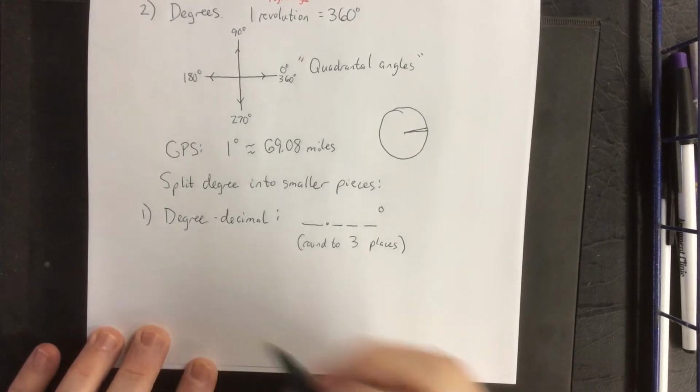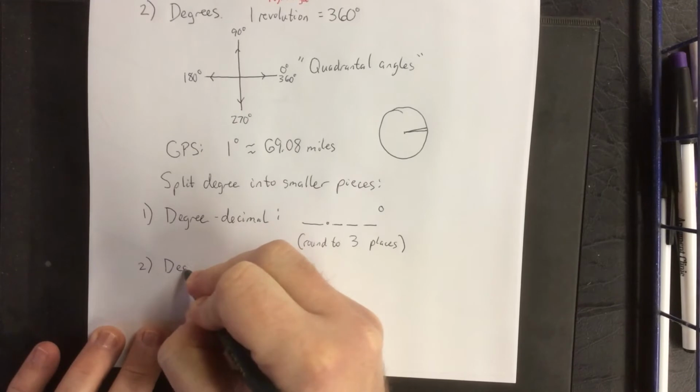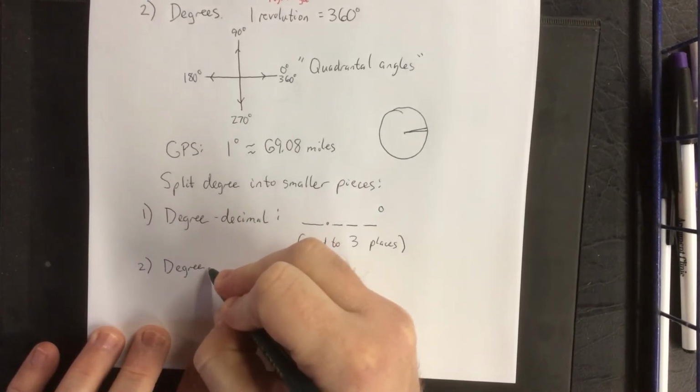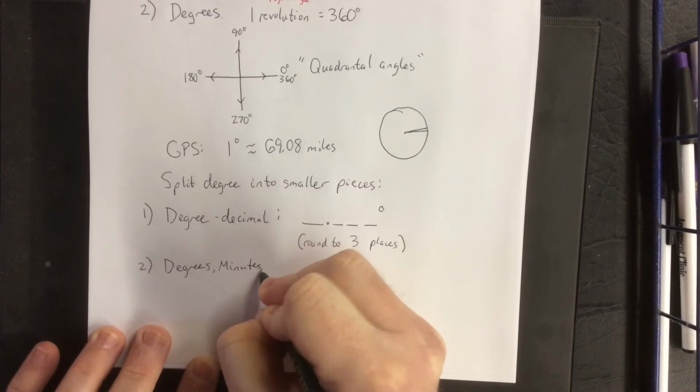Now, the other way that we can split it into smaller pieces is referred to as DMS. DMS stands for degrees, minutes, and seconds.